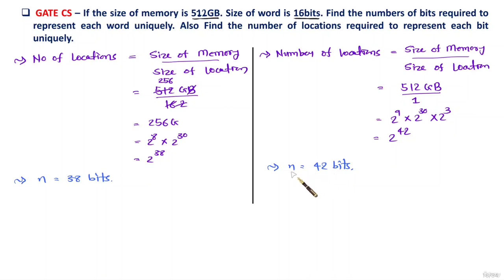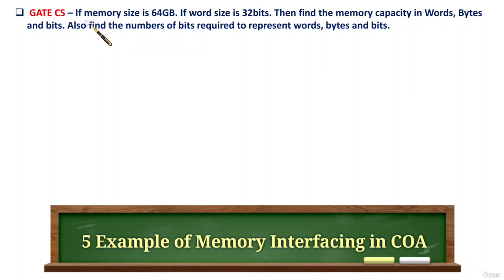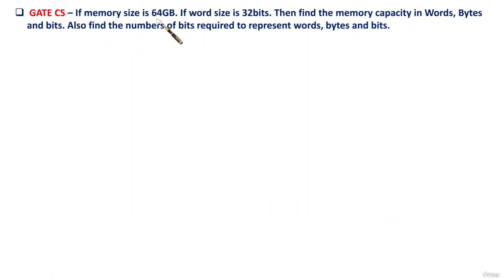Let us have the next question, that is the fifth question. Now in the fifth question, if memory size is 64 GB and word size is 32 bits, then we are dealing with finding memory capacity in terms of words, in terms of bytes, as well as in terms of bits, right? Also find the number of bits required to represent each word, each byte and each bit, right?